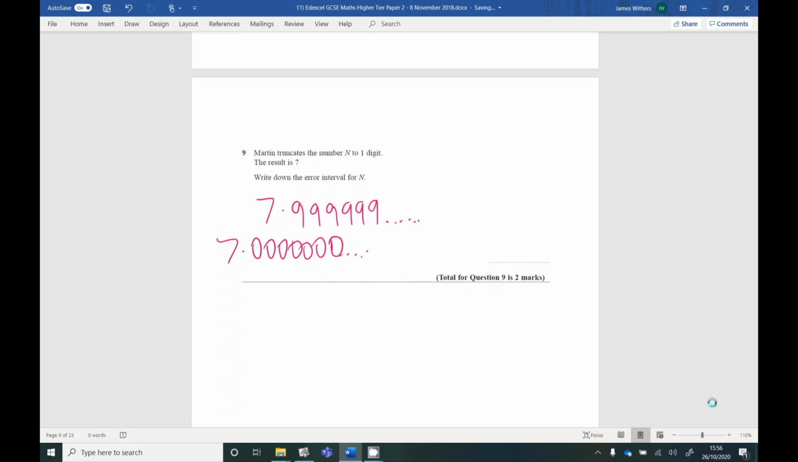So error interval wise, we're saying n has got to be greater than or equal to 7, because at 7 you actually truncate it still to 7. So n has got to be greater than or equal to 7. Remember, you read that bit from the center, you're reading that right to left. But n does have to be just a fraction under 8. At 8, it would truncate to 8. So n's got to be less than 8. So make sure you get those inequality signs the right way around. Okay, that is n is greater than or equal to 7, but less than 8.